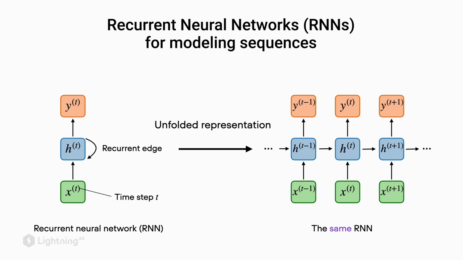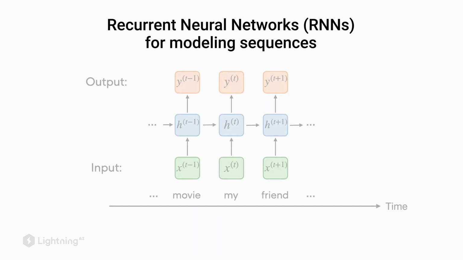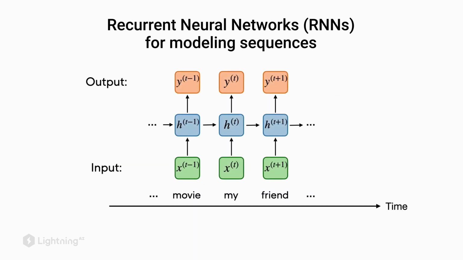And here we can better see that there is a connection between the hidden states. This hidden state allows us to incorporate information about the sequence of the input. So for example, if we have a sentence consisting of words, we will be connecting each hidden state to the previous hidden state corresponding to the previous word in the sentence.